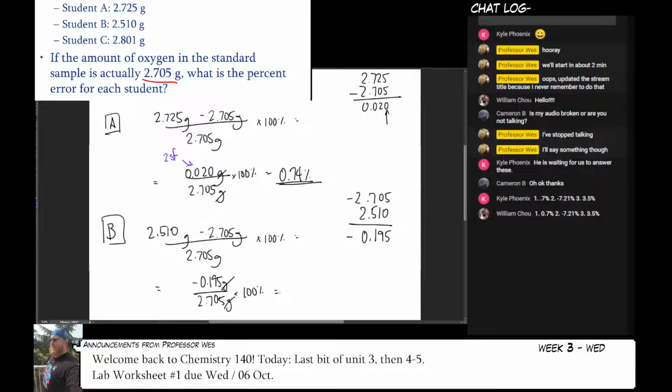And what does the calculator give me? Negative 0.195 divided by 2.705 times 100. First of all, how many sig figs should I be writing down? Well, there are 3 here. So negative 7.21 is what I got.